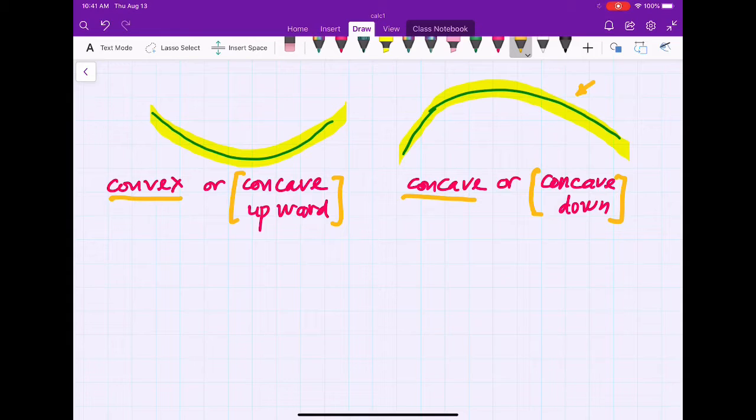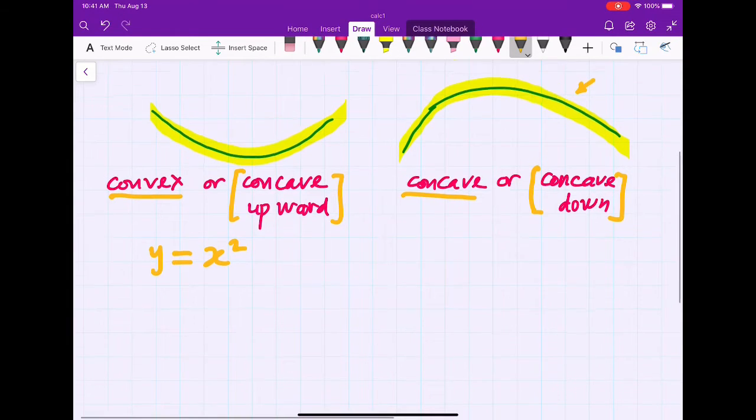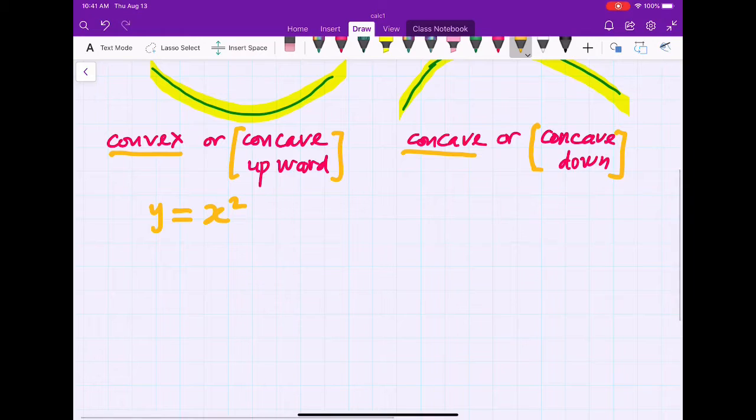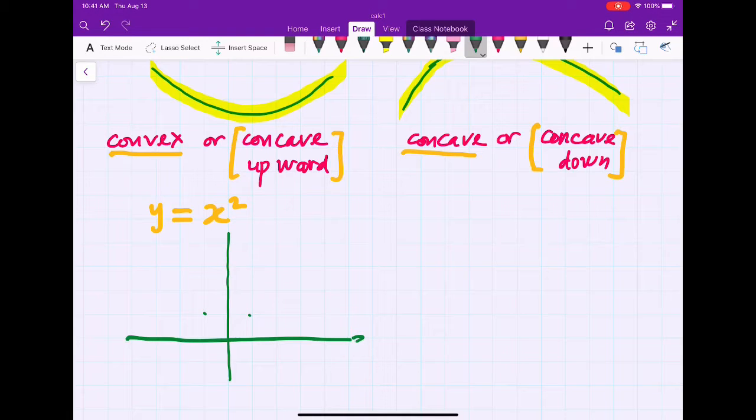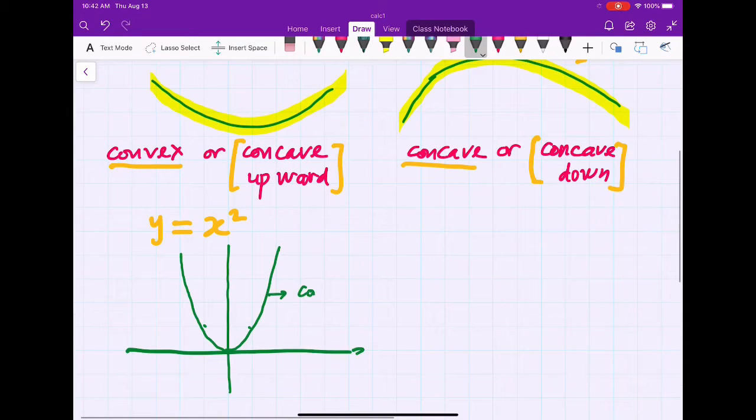So two examples of such functions. The first one is y equal to x squared. That is a parabola, and you remember the graph of x squared looks like this. Right? So it's obvious that the graph is convex. Is that correct? Convex.